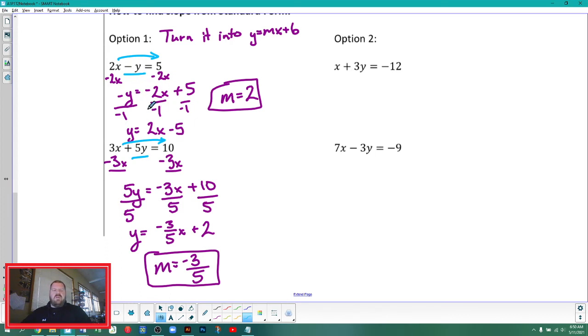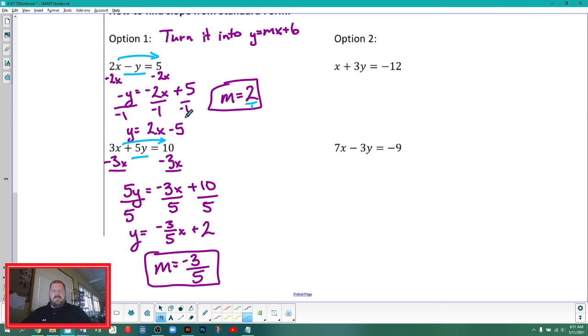Notice in this first one, my slope was 2. And in the second one, my slope was negative 3 over 5. And I have a 2 or a 2 over 1. And I have a 3 and a 5 for my 3 and 5 that are here. But the same thing happens every time. When I move the x term over, because slope comes from the number multiplied by x, it's somehow involved, right? 2 is somehow involved, and 3 is somehow involved. It ends up being the numerator of each one of these fractions.